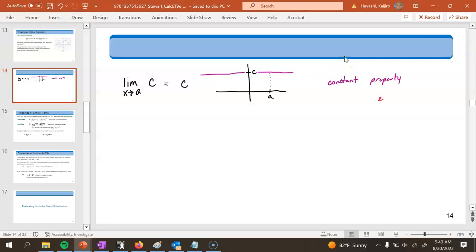So as an example, I guess, the limit as x approaches, I don't know, let's just say 99 of 3 just equals 3. Right, your expression just is the number 3. It's going to be 3 no matter what x is, because there's no x in the expression.